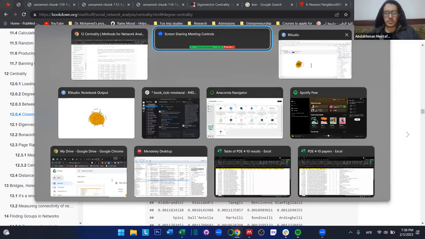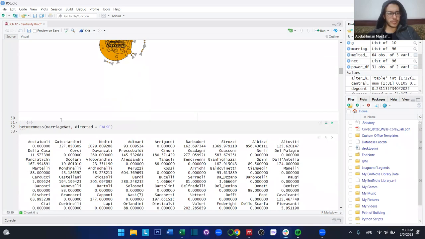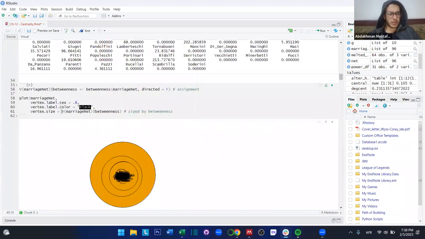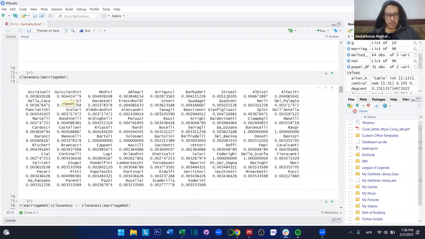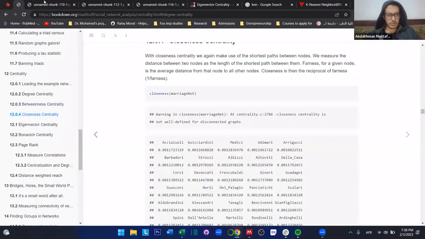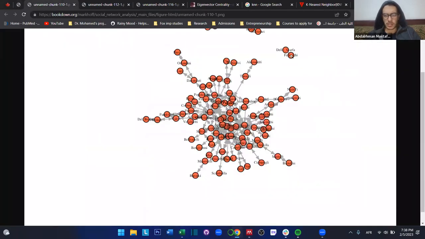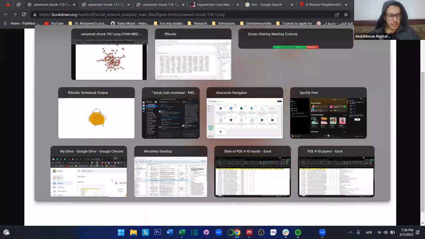I actually remember doing this in RStudio, and a warning message did not pop up. So for the Della Casa, which was one of the isolated, no, it's the Della Scarfa.